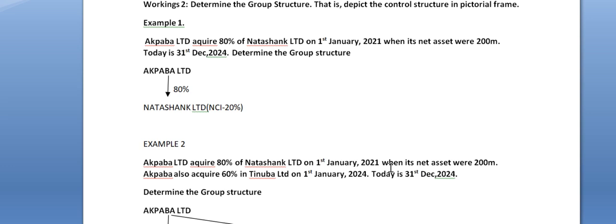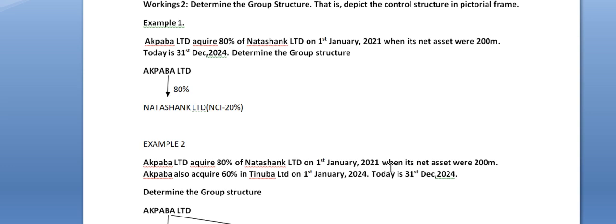And you write it 80%, and then in bracket under Natasha, you see where I put it, NCI, meaning non-controlling interest, and then you write it there 20%. Non-controlling interest, that is to say the percentage that the parent does not have control over. That is how to determine the group structure.